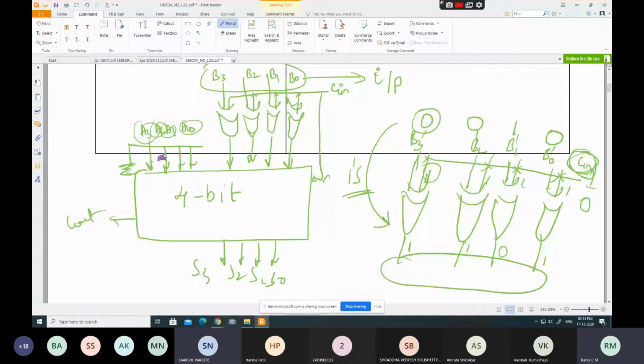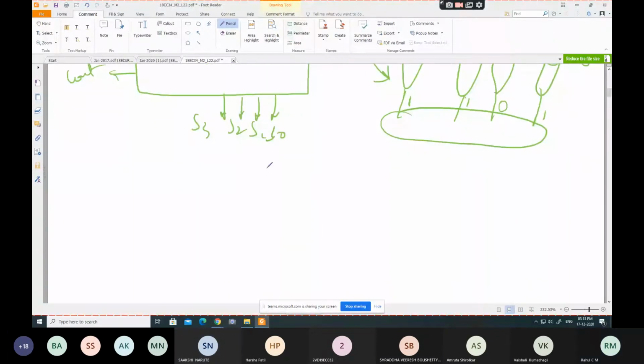Here, addition is between what and what? A3, A2, A1, A0, B3, B2, B1, B0. Is this the addition, or is something left?